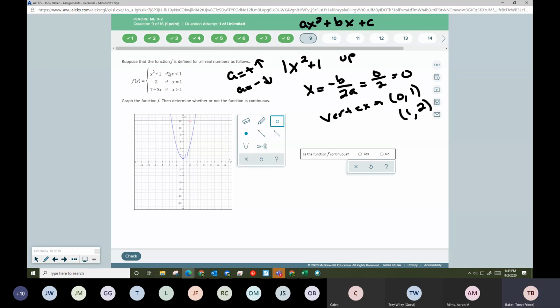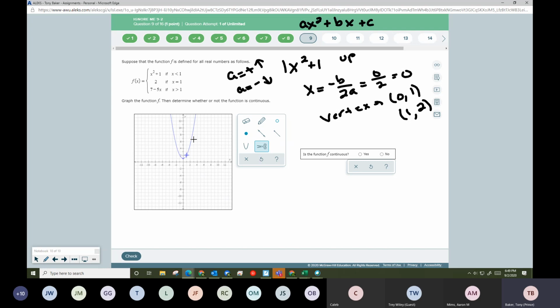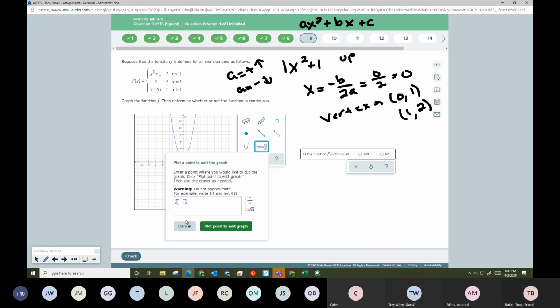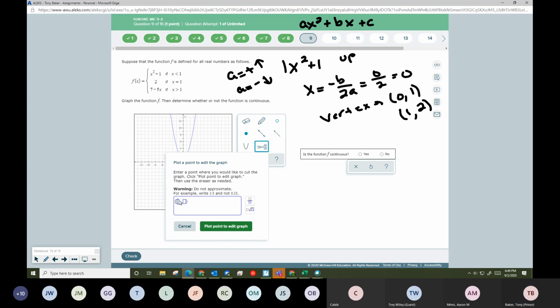The next thing we have to do is, the graph stops there. It doesn't keep going. So I have to use my scissors and cut it. So I'm going to put the point in where it cuts. So it cuts at 1, 2. And then we can cut.